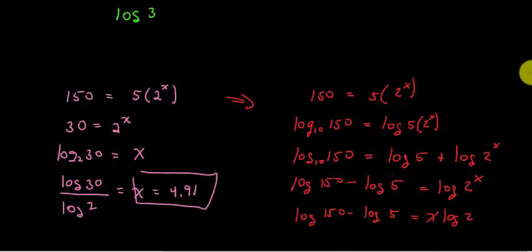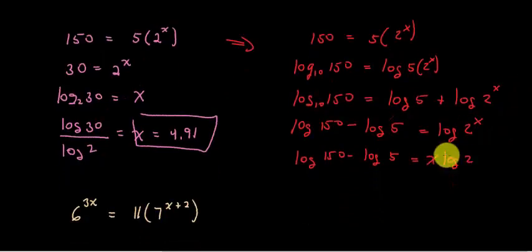And so now I'll just divide both sides by log base 10 of 2. I'll cancel this here. And so x would be equal to log base 10 of 150 minus log base 10 of 5, divided by log base 10 of 2. And so the advantage there was maybe a few more steps, but you're in log base 10. And you can just go ahead and plug that right in.